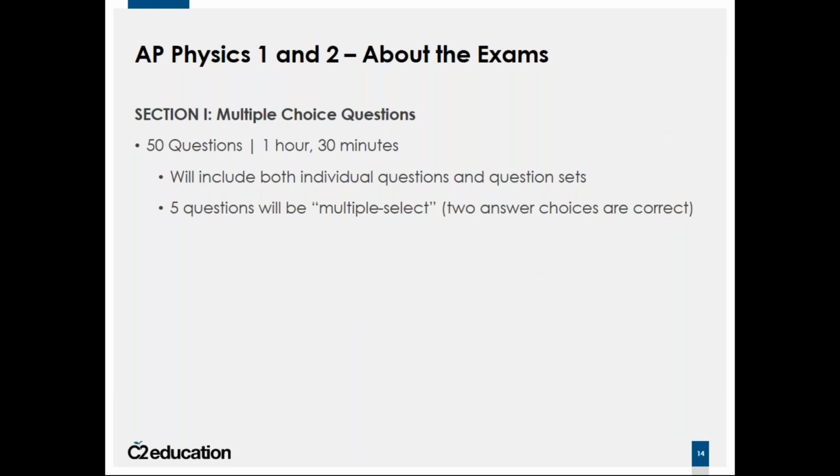One of the interesting things about AP Physics is that they bring in 5 multiple select questions. In the multiple select, there are 4 answer choices, 2 of the answers are correct, and you need to get both for the question to be correct. If you only get 1, it is considered incorrect. You need both in order for the question to be considered correct.